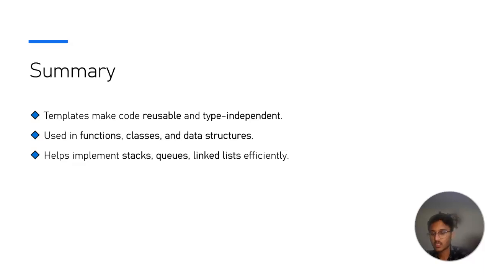That's it for this video. Let's quickly summarize. Templates allow reusable and flexible code for multiple data types. Function templates let us write type-independent functions. Class templates help us build generic data structures like stacks and linked lists. Specialization allows customization for certain types.